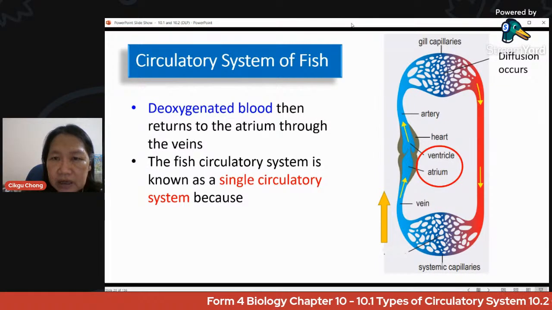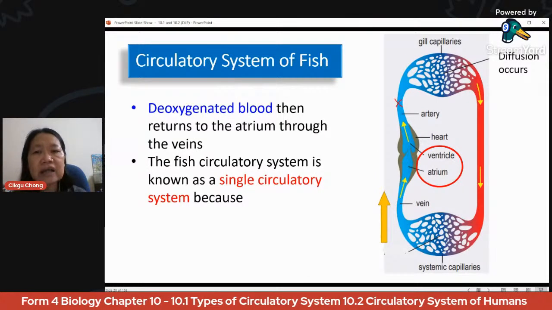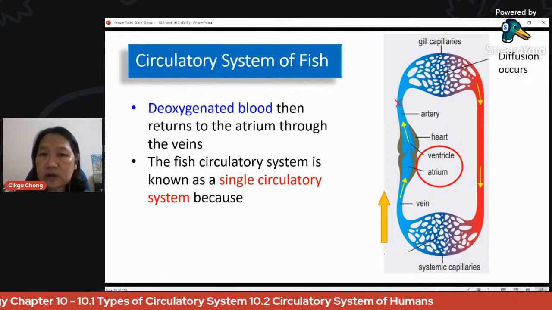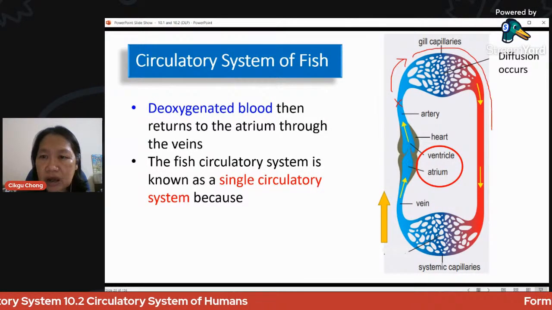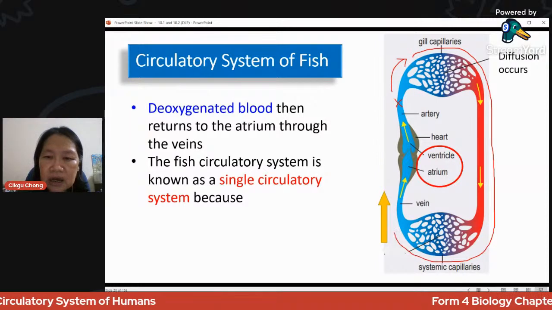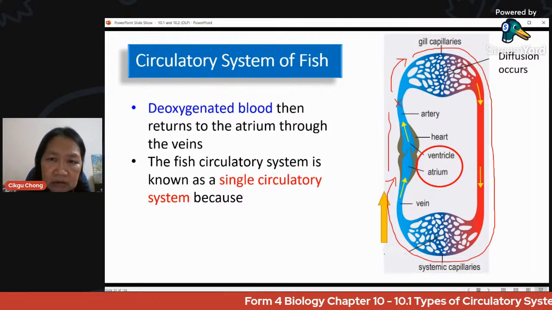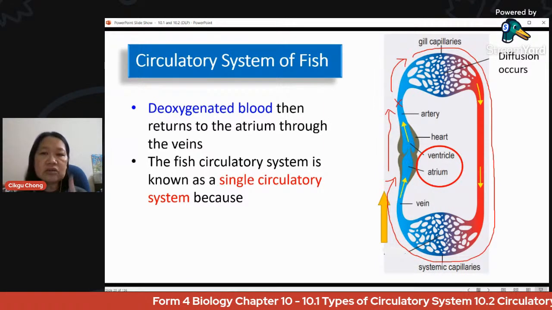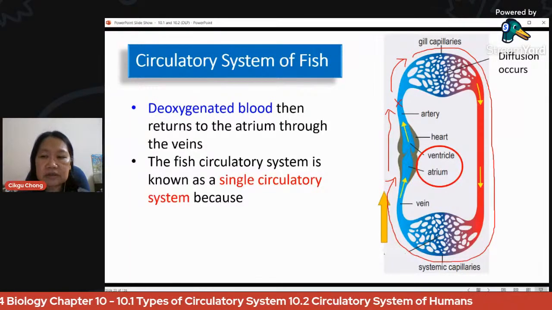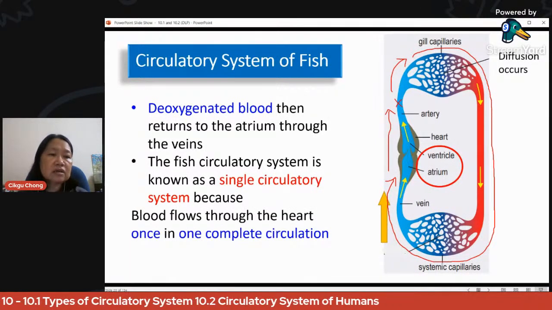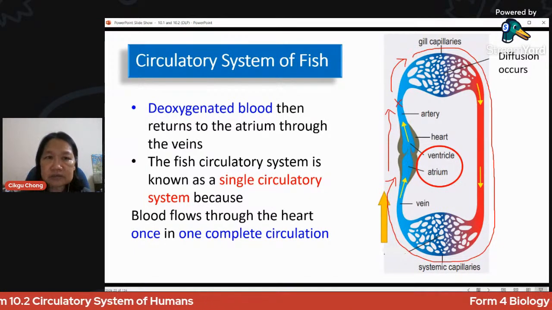You can always do it this way. You put an X here to show how many times the blood enters the heart before it comes back to the same place. Okay, so let's do here one. It hasn't entered yet, so it goes all the way around, and then it comes into the heart one time. It passes through and comes back to the same place. So in the entire circulation, there's only one time the blood enters. Okay, so we call it single. So blood flows through the heart once in one complete circulation.